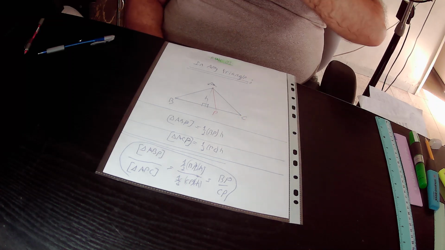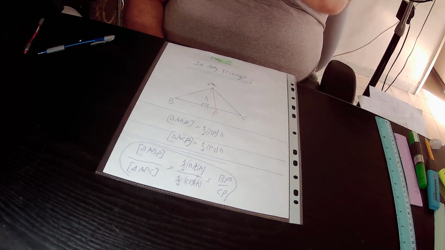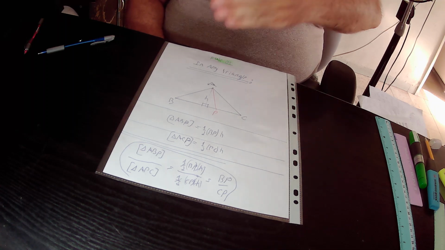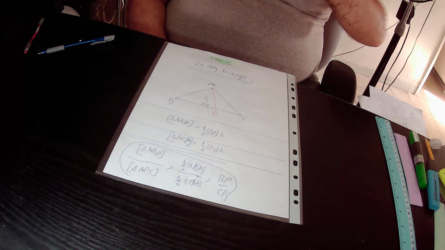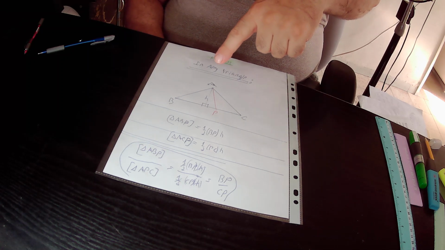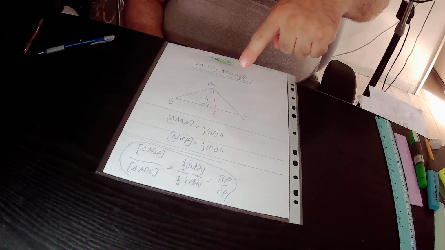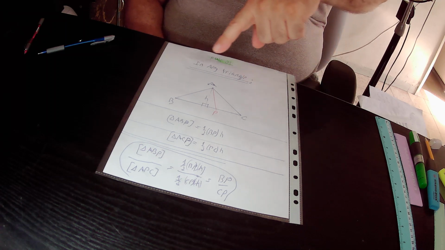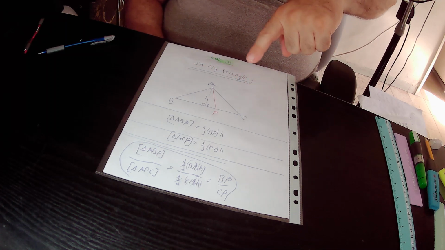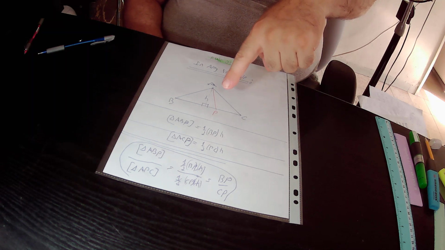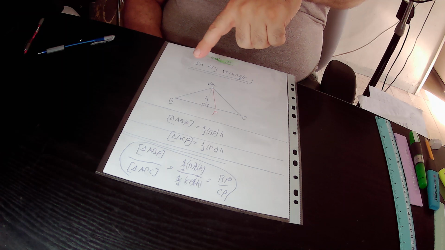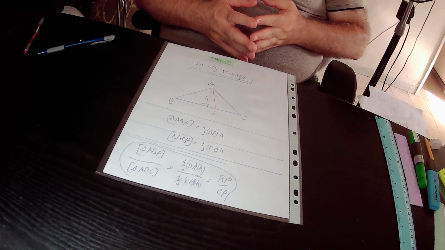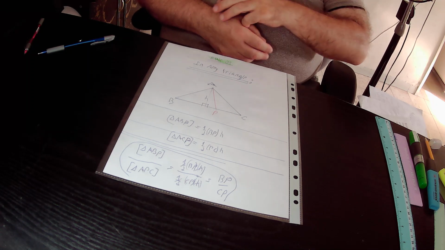Again, as mentioned before, the ratio between the areas of the two smaller triangles is equal to the ratio between their corresponding bases. So the ratio of the area of triangle ABP over the area of triangle APC is equal to the ratio between their bases. The base of triangle ABP is BP, and the base of triangle APC is PC. So the ratio between the bases is BP over CP.